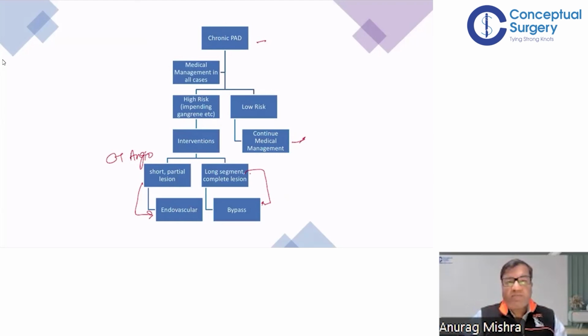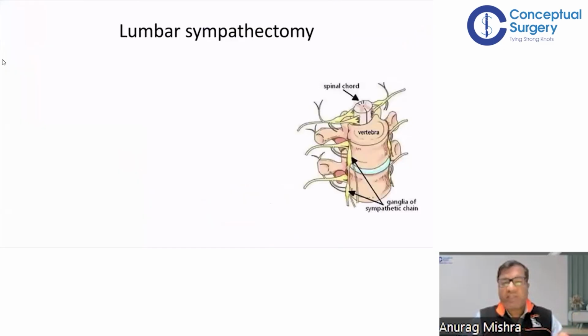The problem comes when it's a small vessel disease, because in small vessel disease, obviously we cannot do endovascular management, and even bypass is not possible, because there is no distal big vessel to anastomose it to. So then it's a problem. That's why in Buerger's, we have to resort to things like lumbar sympathectomies or some other procedures which we'll talk about. Now, what does lumbar sympathectomy do?